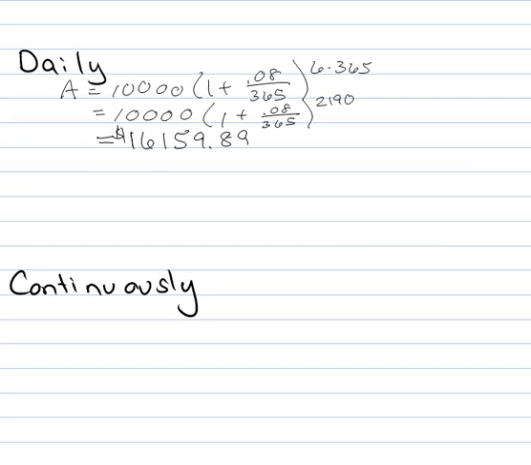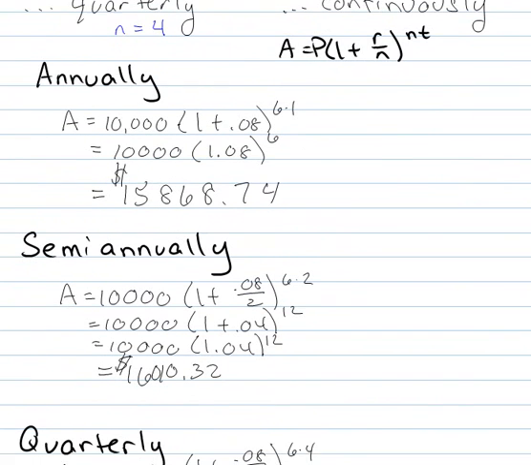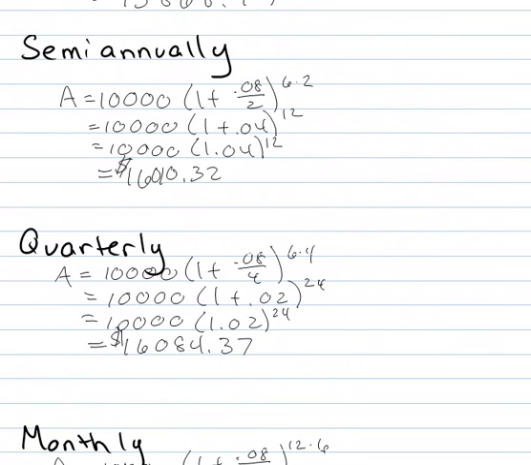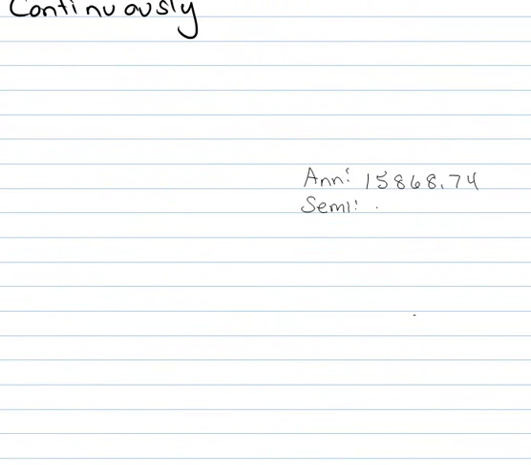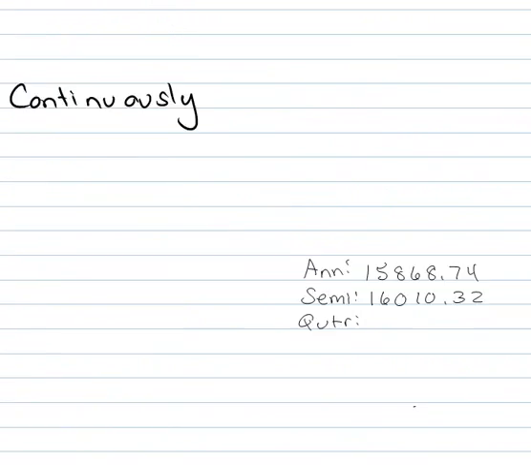So let's make our little table for a second, because I kind of wanted to compare it. So annually, we got 15,868.74. Semi-annually, we got 16,010.32. Quarterly, we got 16,084.37.